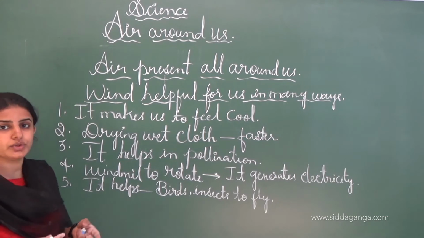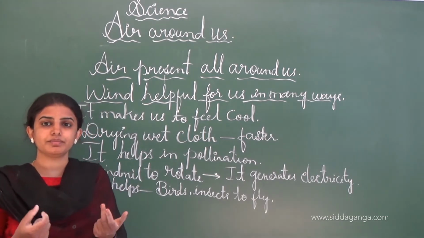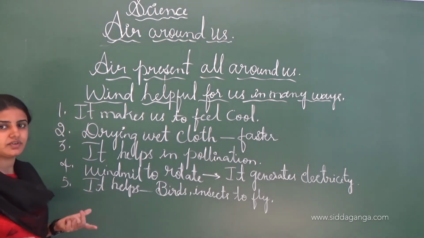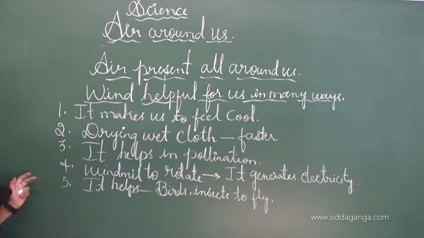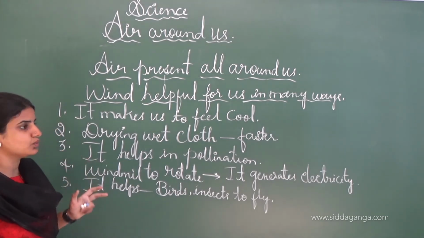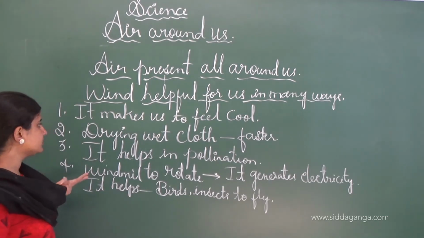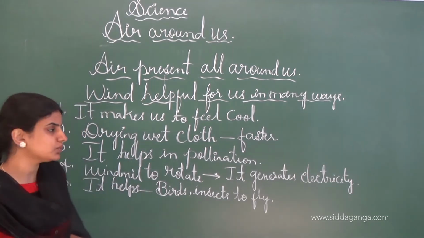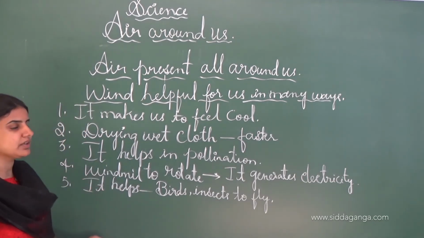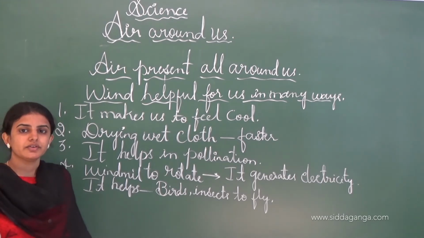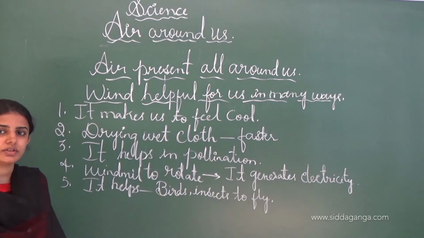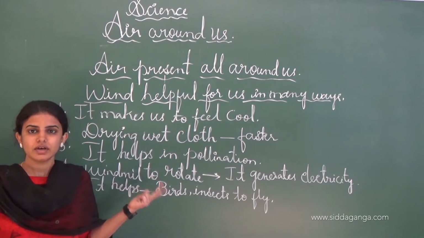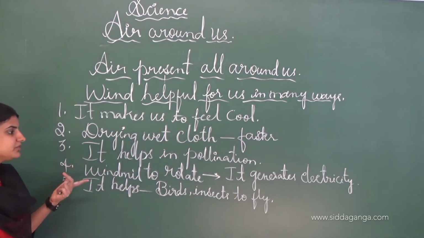See, as I told you in the previous class about the beneficial as well as the destructive purpose of the wind, here is the helpfulness of wind. First one is it makes us feel cool. The wind helps to cool our body. And next one is drying wet cloth at a faster rate. If we hang the wet cloth on the lines, it will dry up at a faster rate. And next one, it helps in pollination.